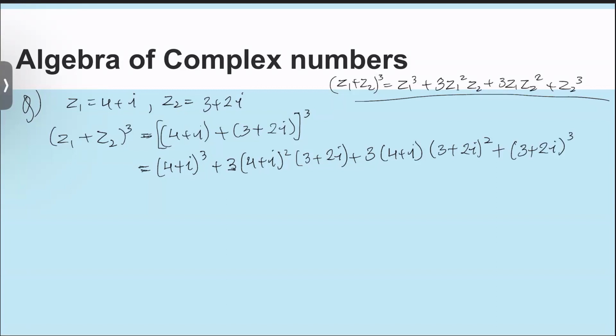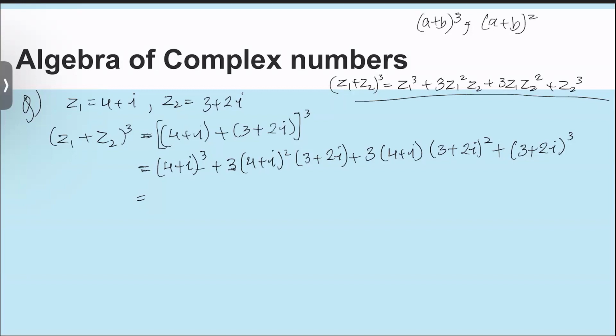Okay, so now we have expanded it. We have written it in the form of the proven identity. Now we will solve for the individual terms. Now this, (4 plus i) cube or (3 plus 2i) cube, or even for that matter, (4 plus i) square, these you can expand in the general identity form. Okay, so by (a plus b) whole cube or (a plus b) the whole square.